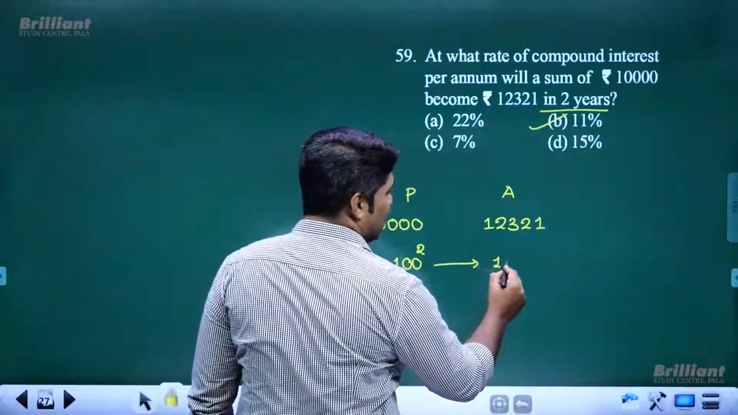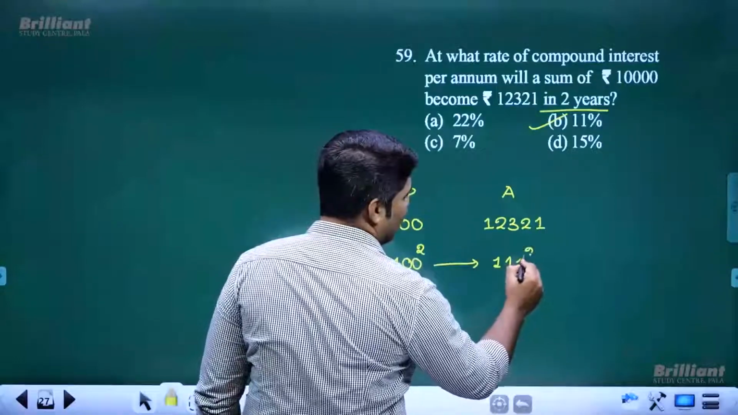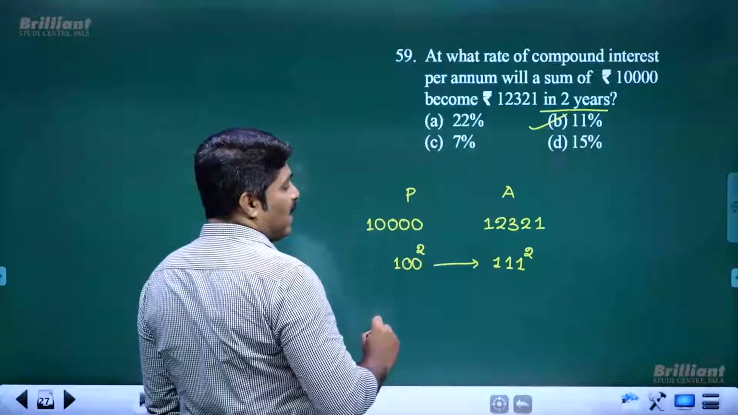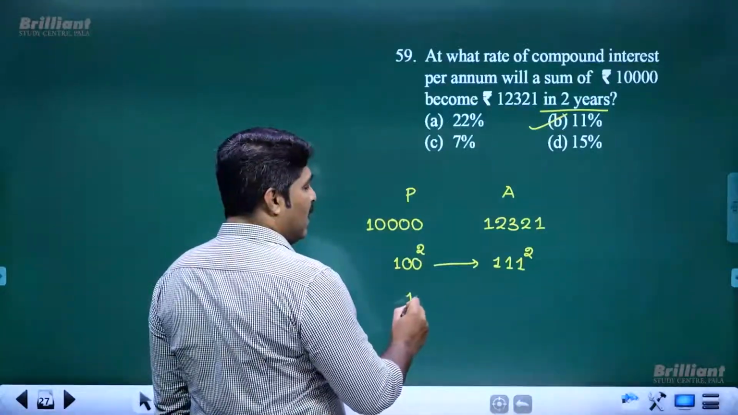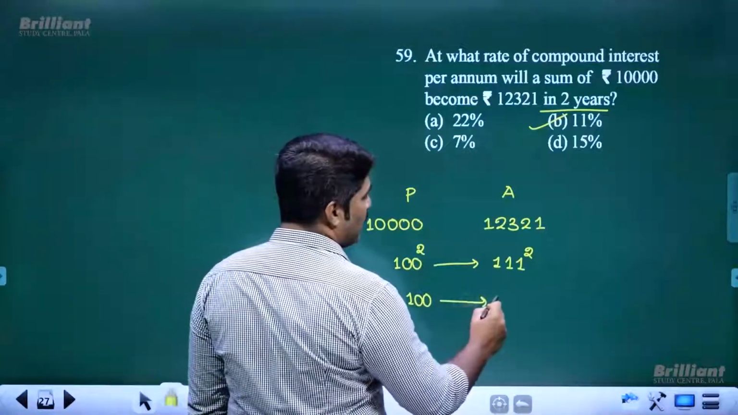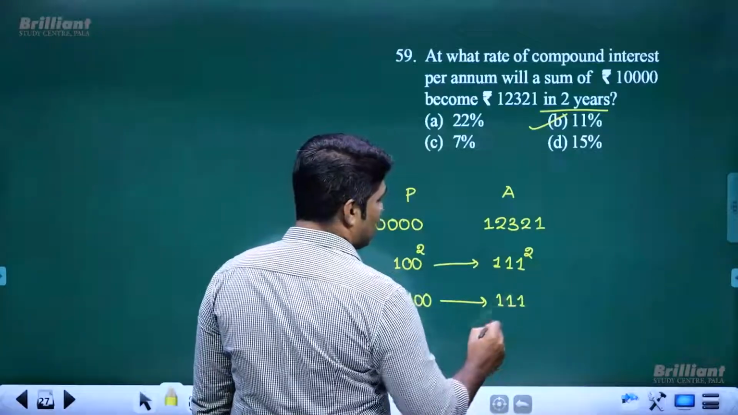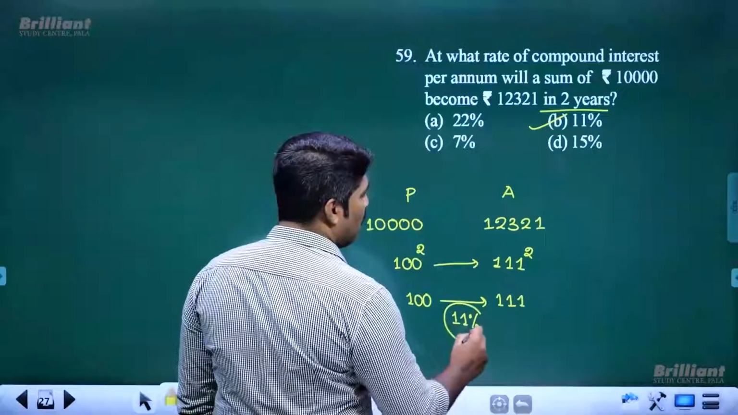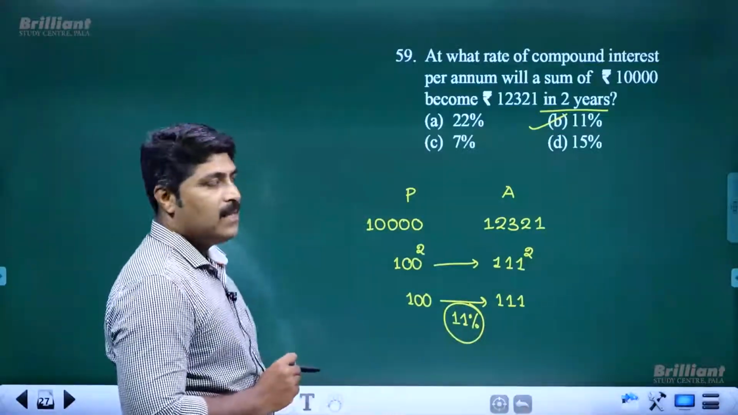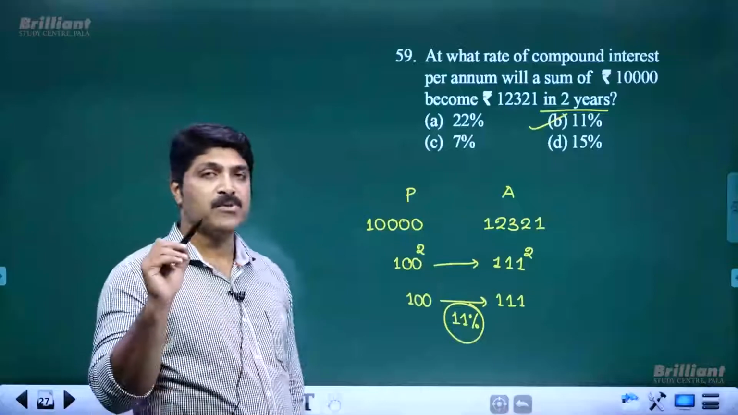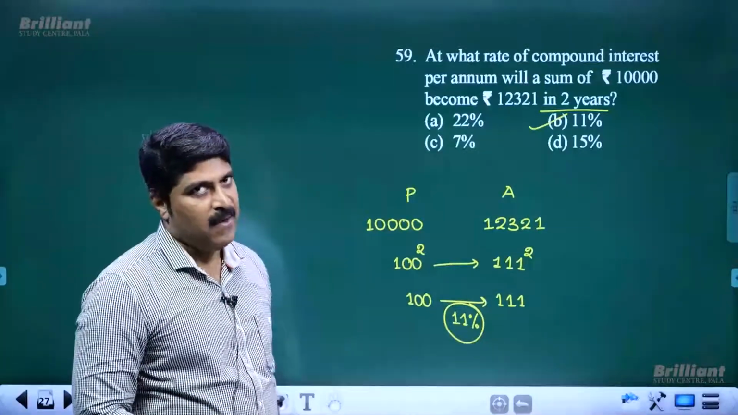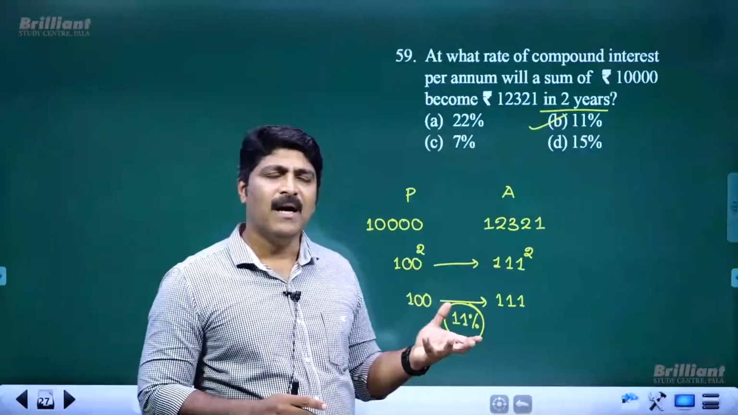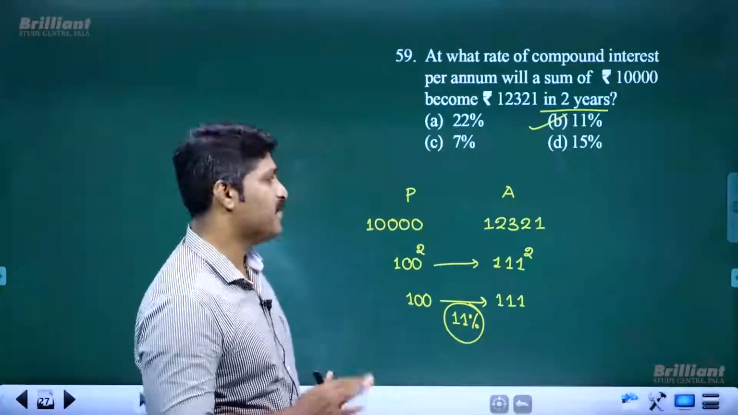Or how we can write this, this is 111 square. So how can we identify this one? Here in each year a variation occurred, that is 100 became 111, an annual increment of 11%. This is the easiest approach towards this kind of question. Whenever you get this type of question, never be confused. Apply the same method for finding the answer of this type of question.